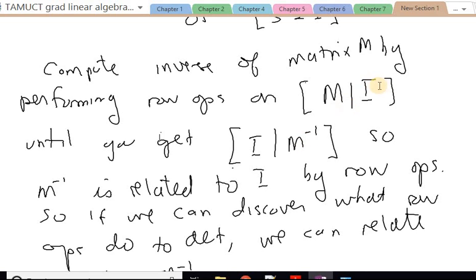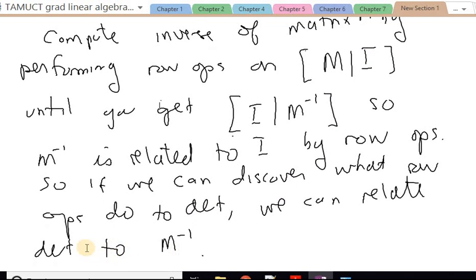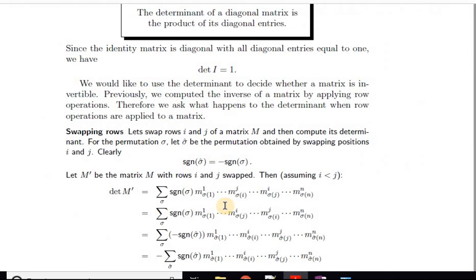Right? Now we happen to know that the determinant of the identity matrix is 1. So if we can discover what row operations do to the determinant, we can relate the determinant to M inverse. So the process of finding M inverse can be related to the determinant if we can see what the relation is between row operations and determinant. So that's what the strategy is going to be. Let's go back and follow up on that.